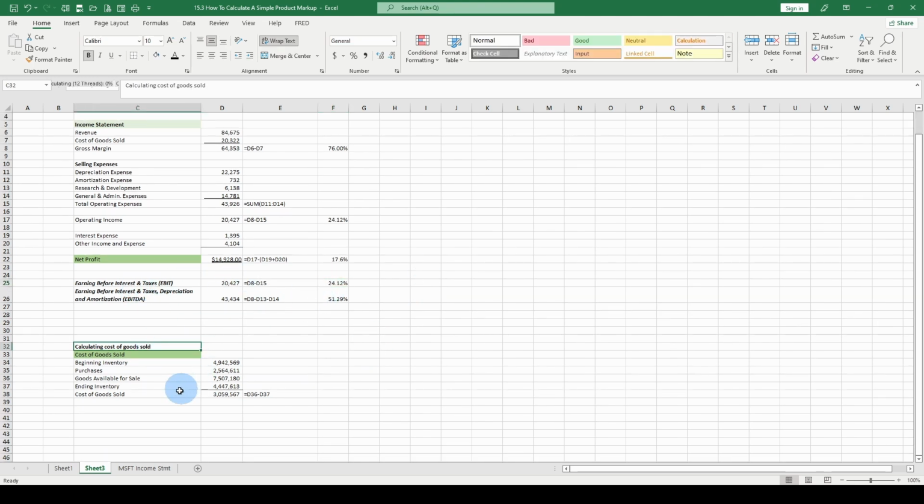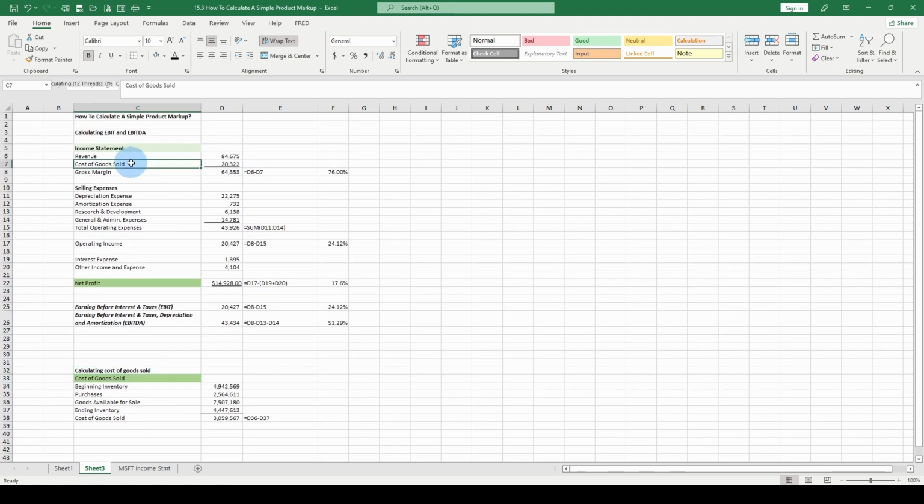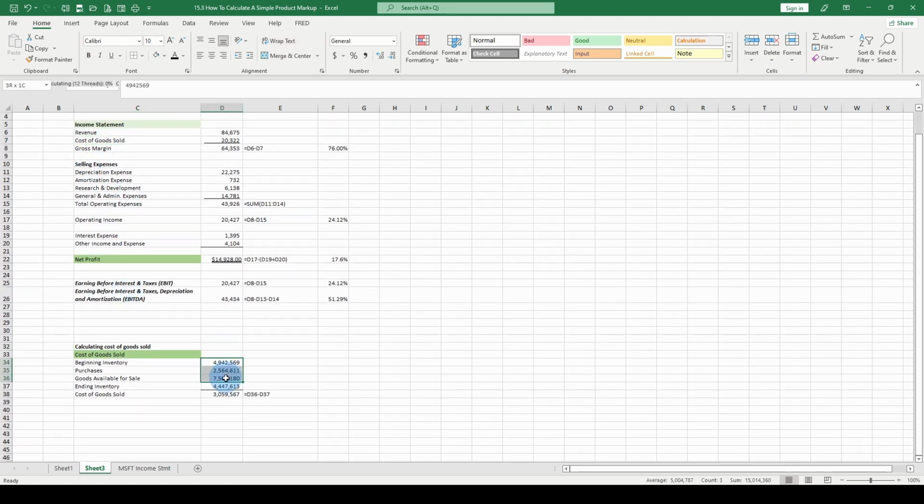Now, how about calculating the cost of goods sold? Here we have this term up here in C7. It says cost of goods sold. Now, these numbers have nothing to do with this number. This is how some people will calculate this cost of goods sold. You have a beginning inventory. Let's say you're in the shoe business. Currently 4.9 million in inventory. Here are your purchases. Here are your goods for sale. There's your ending inventory. You take goods available for sale minus ending inventory, and that's your cost of goods sold.